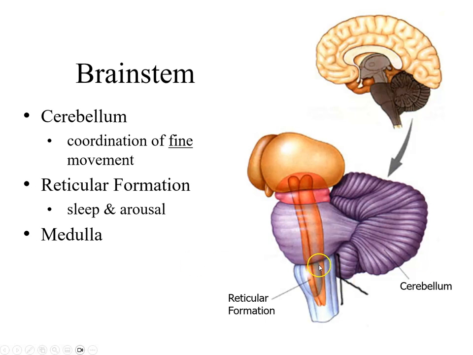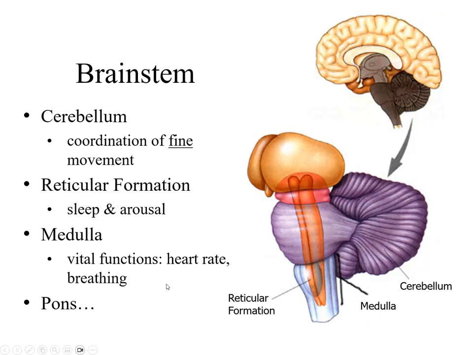And last but not least, we have the medulla. The medulla helps us with vital functions such as heart rate and breathing. So the medulla is right here. It covers over the reticular formation. If we look at this image, the medulla is at the bottom down here. It is considered the base of the brainstem, so the very bottom of the brainstem. That is your medulla, heart rate and breathing.